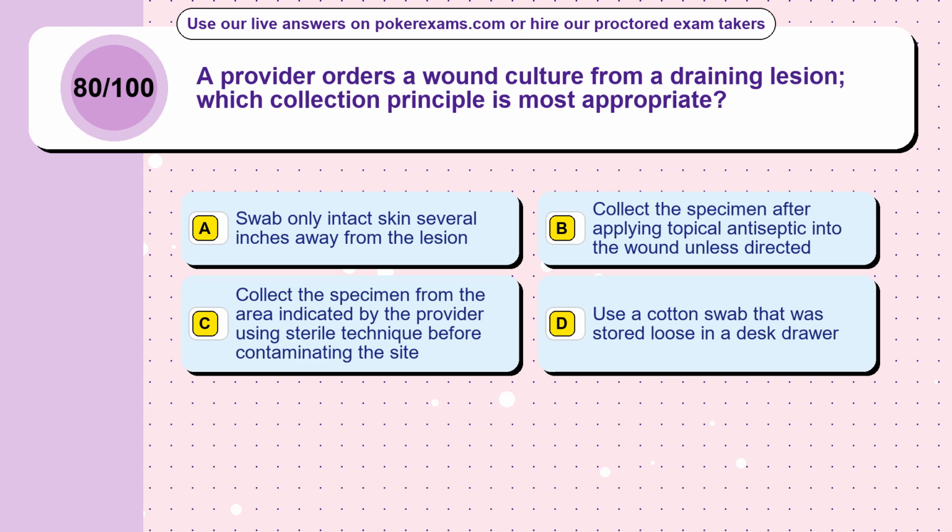Question 80. A provider orders a wound culture from a draining lesion. Which collection principle is most appropriate? Option A. Swab only intact skin several inches away from the lesion. Option B. Collect the specimen after applying topical antiseptic into the wound unless directed. Option C. Collect the specimen from the area indicated by the provider using sterile technique before contaminating the site. Option D. Use a cotton swab that was stored loose in a desk drawer.